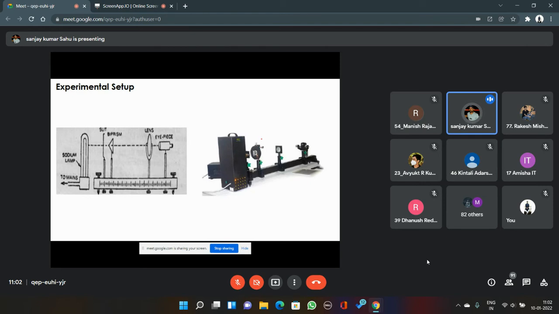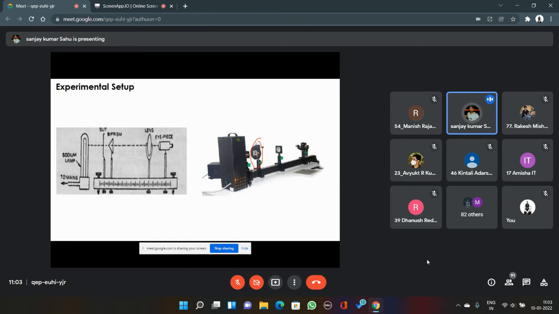Okay, now this is an experimental setup for this. Here it is the biprism, and this biprism is facing a light source, which is obtained from an extended source like a sodium lamp. In front of the sodium lamp there is a slit. From that slit you are obtaining your main source S.